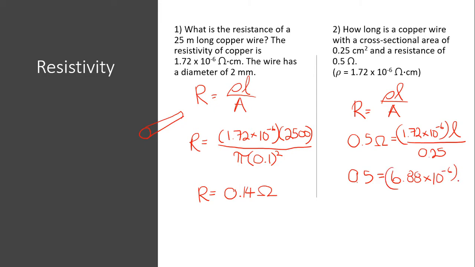I'll put some brackets around it because it's still multiplied by the length. Okay, and then to isolate L, you divide both sides by 6.88 times 10 to the negative 6, so 0.5 divided by 6.88 times 10 to the negative 6, and that should give you a very big number, 72,674 centimeters, which you can divide by 100 to make 726 meters if you want, but I will accept the answer either way.